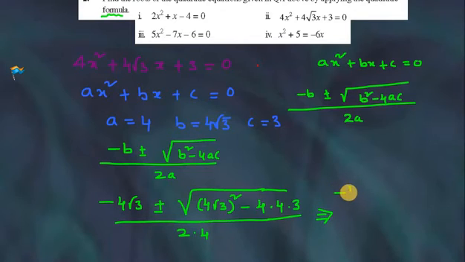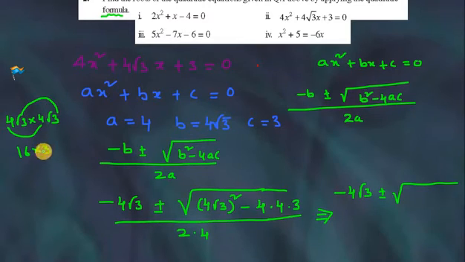So I will simplify this. You are getting minus 4 root 3, this does not change. So plus or minus square root of, now what is 4 root 3 square? 4 root 3 into 4 root 3. So 4 4s are 16, and you know very well that root 3 into root 3 is 3. So you are getting it as 48.